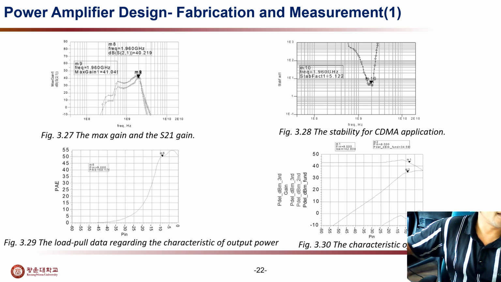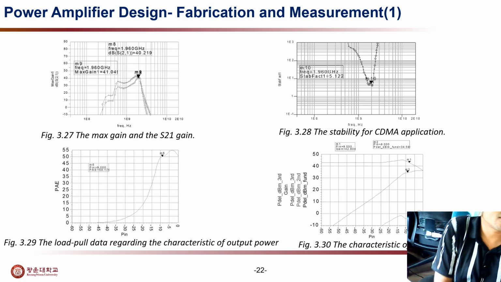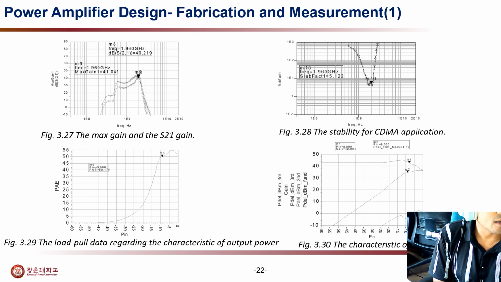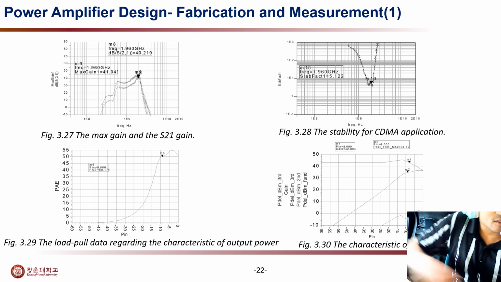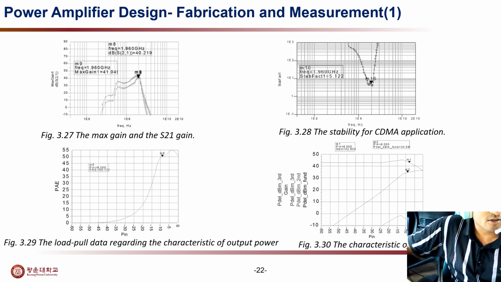The power amplifier designs have some simulation or measurement results. We can see from the different figures. Figure 3.27 shows the maximum gain and S21 gain, figure 3.28 the stability for CDMA applications, and figure 3.29 the load pull data regarding the characteristics of output power. Different parameters we can measure, we can see from the figure.